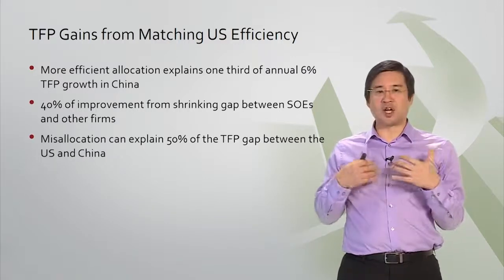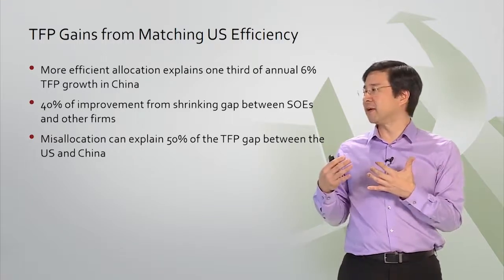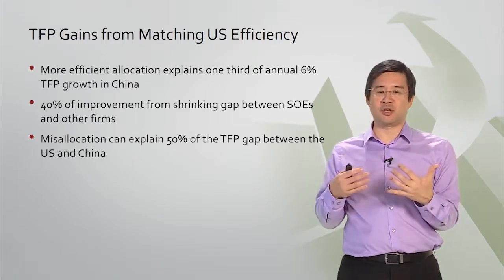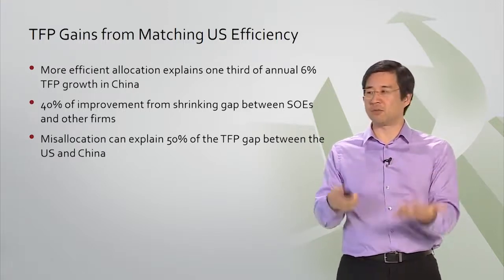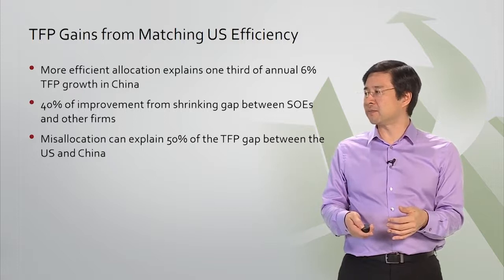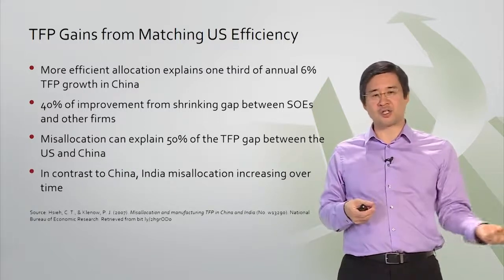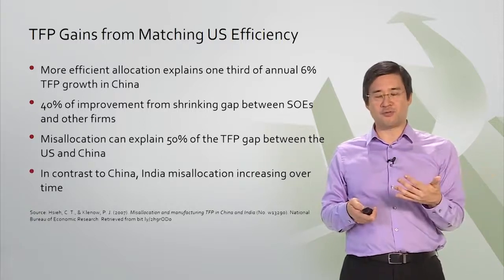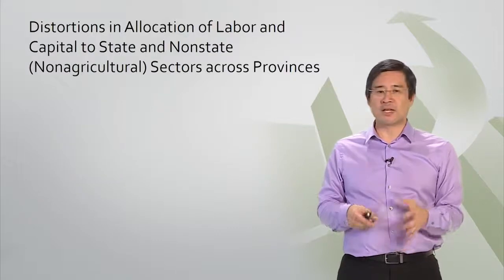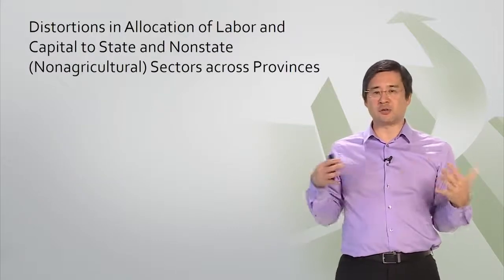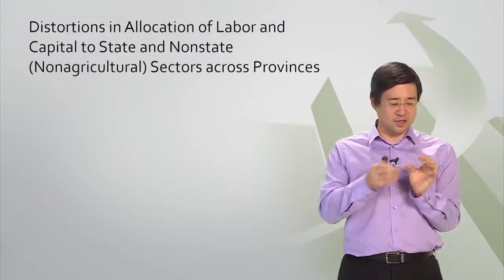Misallocation can explain, on average, nearly half of the productivity gap between the US and China, which is a really huge potential gain from reducing misallocation. And finally, as noted, China contrasts to India in that China is showing improved efficiency over time, whereas it's the opposite in India.